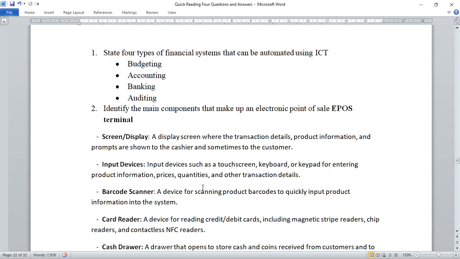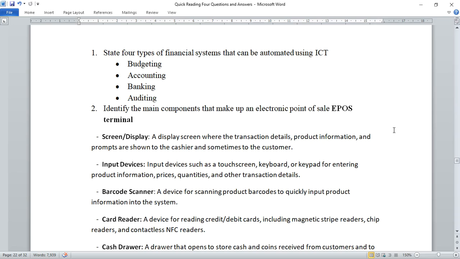Here we don't have many questions. So the first question is, state 4 types of financial systems that can be automated using ICT. So the first one is budgeting. You can automate the budgeting system. You can automate the accounting system. You can automate the banking system. You can automate the auditing system.